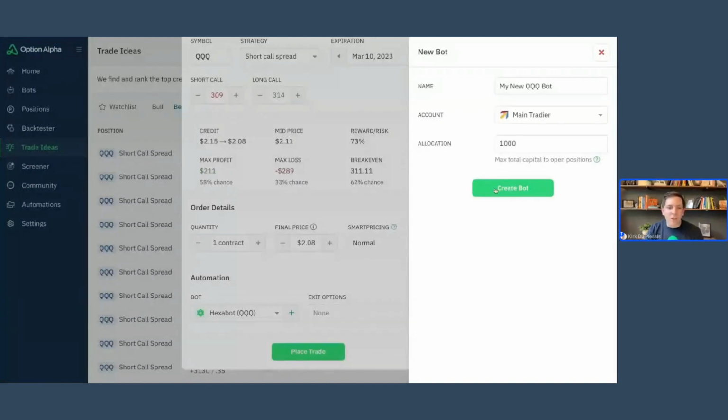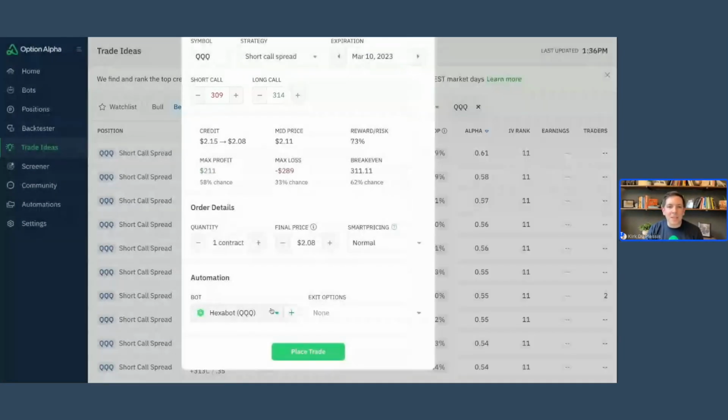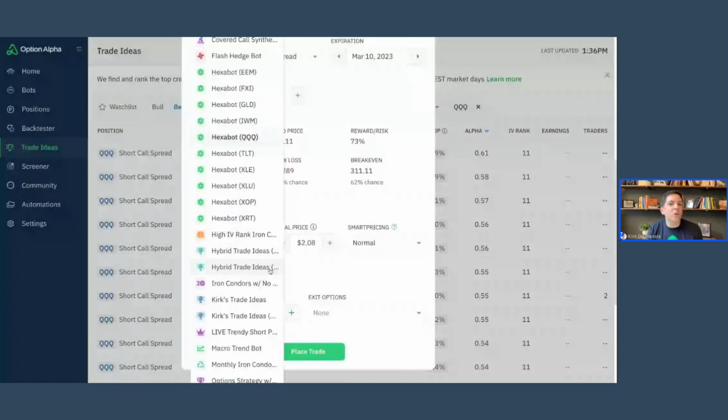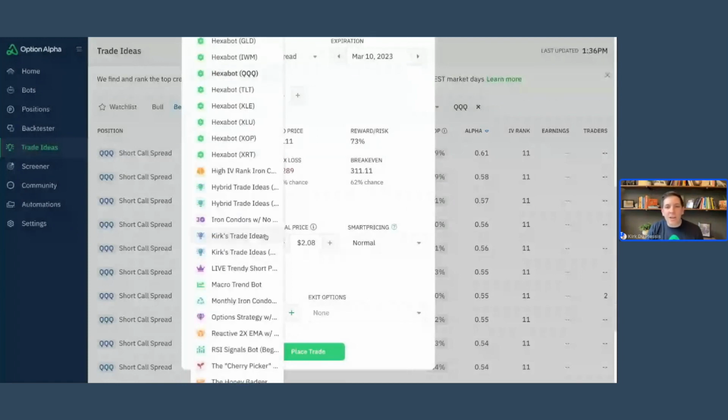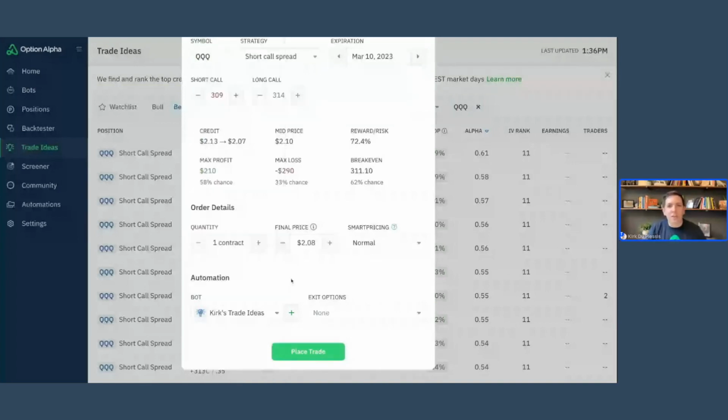What I've done, and I'll show you this next too, is I've already created bots that are just called Kirk's Trade Ideas. I have trade ideas for scalping, regular trade ideas, and hybrid trade ideas. So I stick my trades into a bot just called Trade Ideas. These are not automated strategies. They're not my Hexabots or my trendy short put spread or any of that stuff. These are just one-off trade ideas that I find that I want to go into their own home. So I just create a new bot that's specifically for trade ideas.